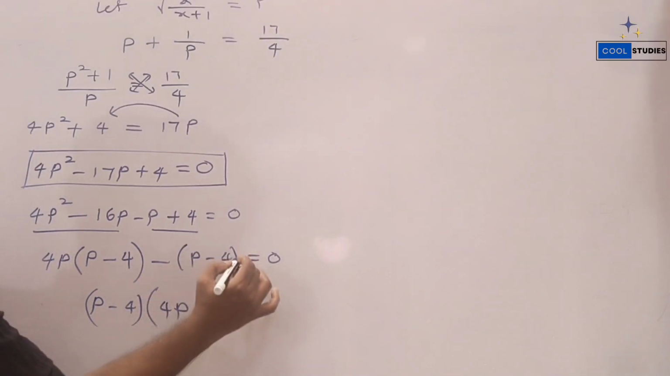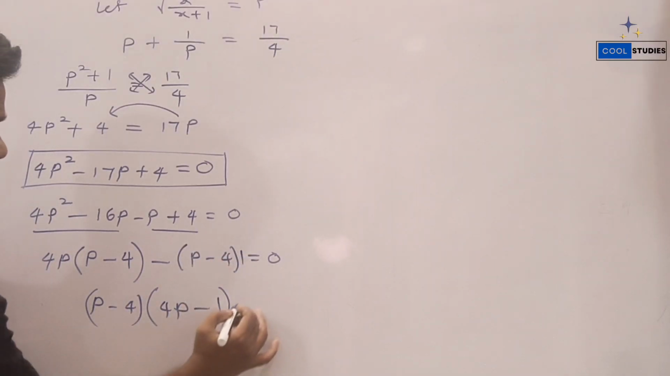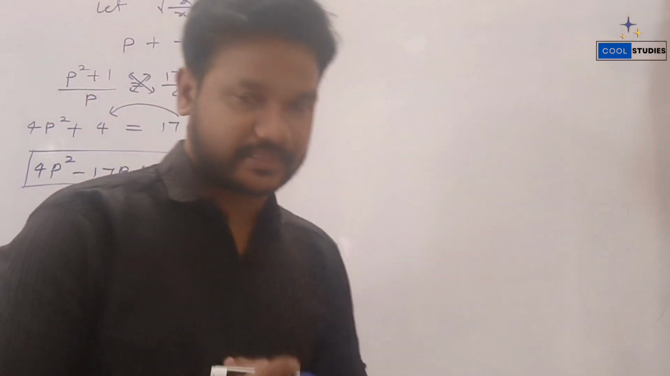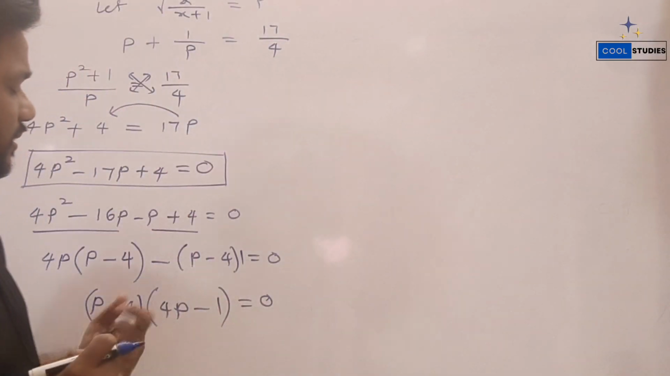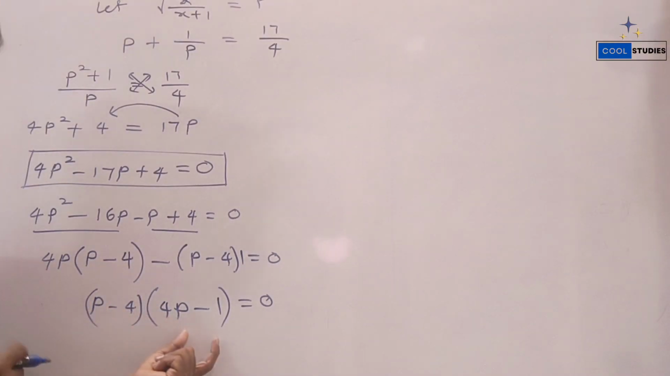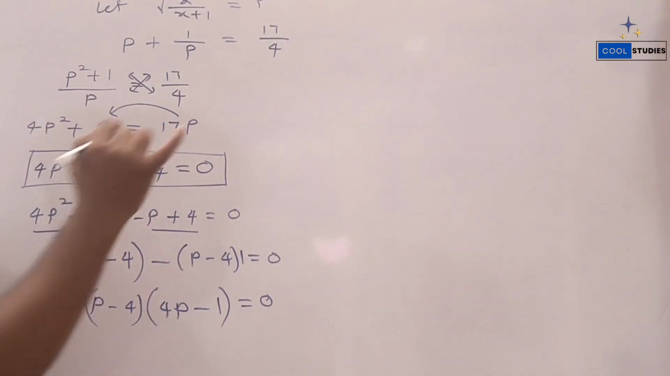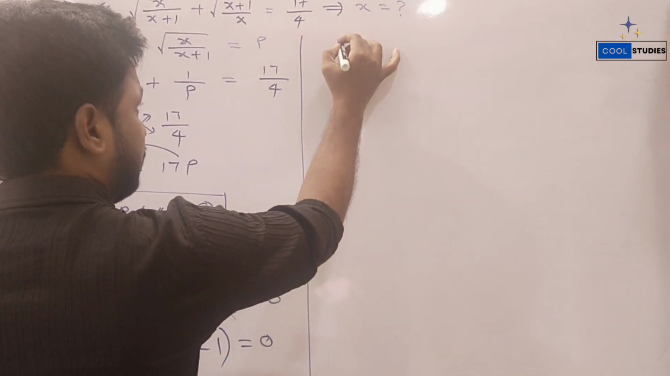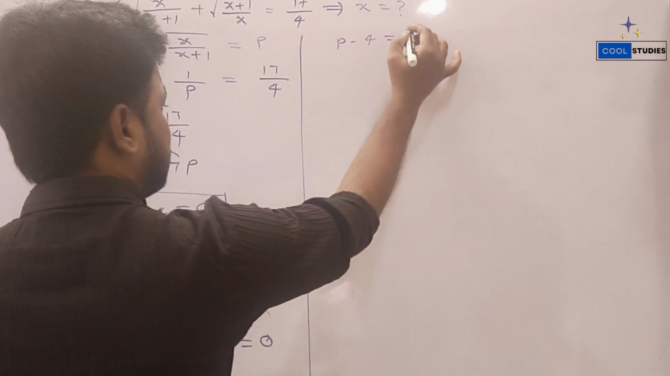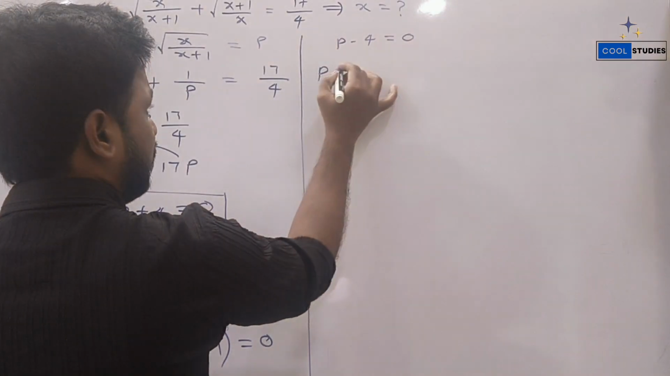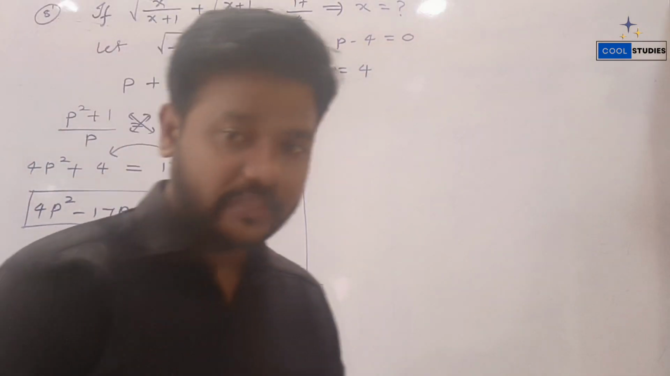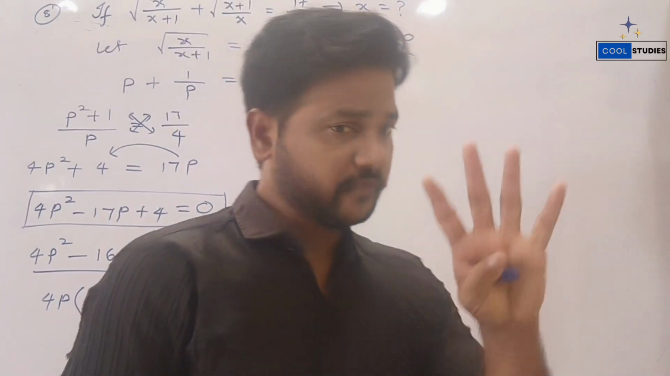If anything is not there, 1 should be there, right? Let us write 1 is equal to 0. So we got two factors down here: p minus 4 and 4p minus 1. These are the two factors. So what are the p values here? If p minus 4 is equal to 0, the value of p is 4.